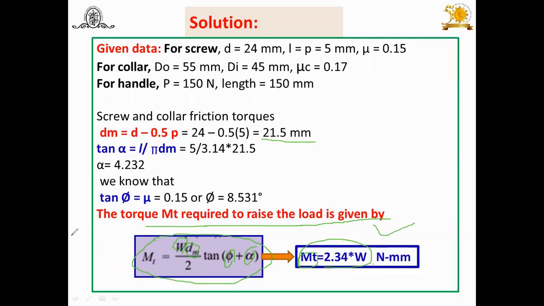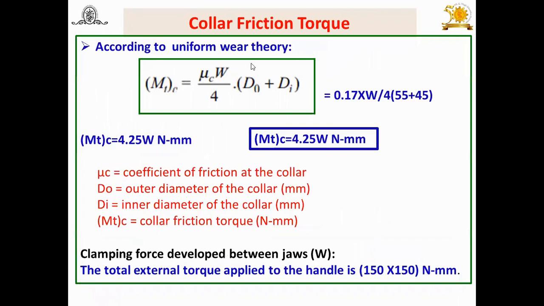And this is for the screw, considering only thread contact, remember. Then in the next step, again you have to find the torque required to overcome the collar friction, and for that purpose it is mentioned to use uniform wear theory.